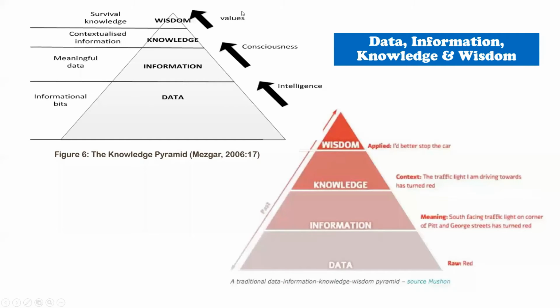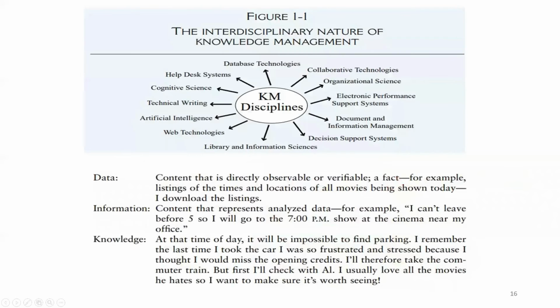This is how we look at it; I take this from the knowledge pyramid from Mesga, from intelligence, consciousness, and value. Knowledge and wisdom are very closely related to value. This is the kind of thing that you can internalize or pursue further. Knowledge management is always interdisciplinary by nature. If you look from the context of technology also, the discipline is connected to the various levels of these various disciplines.